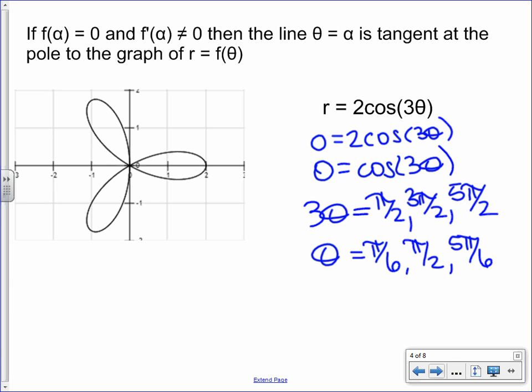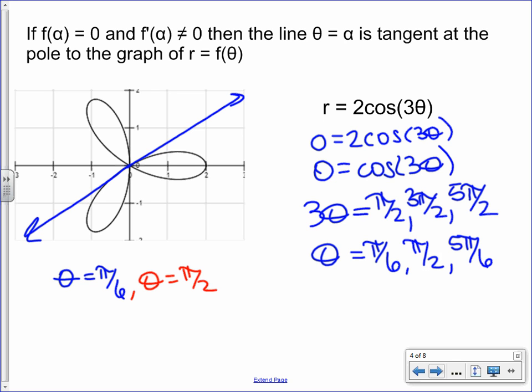All right. Now, what this is saying is we have tangent lines of theta equals pi over 6, theta equals pi over 2, and theta equals 5 pi over 6.